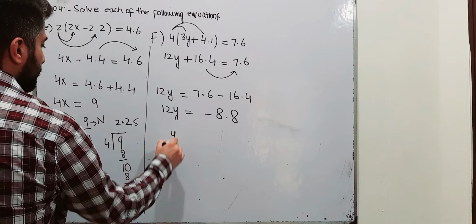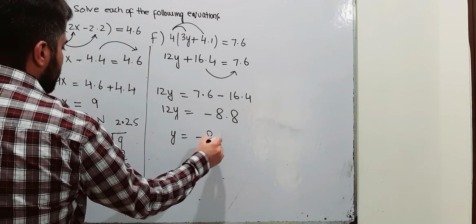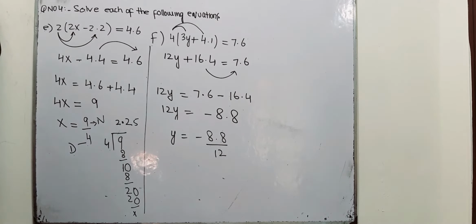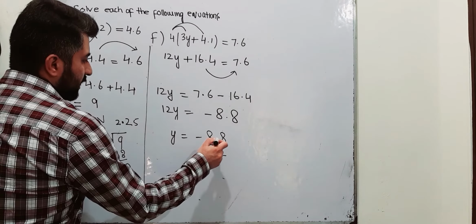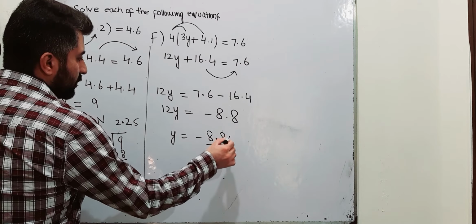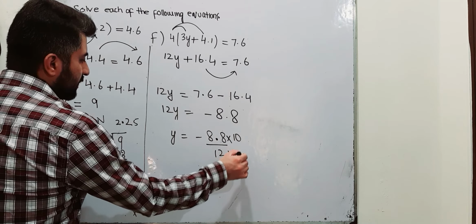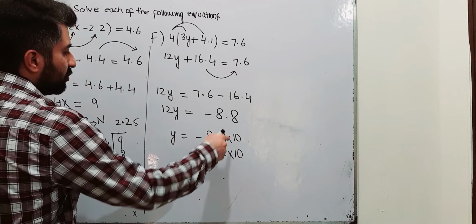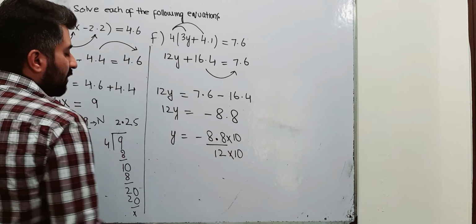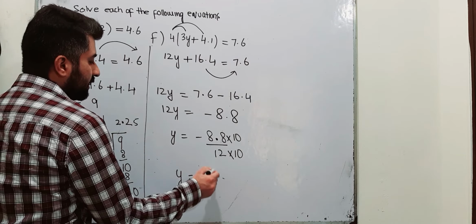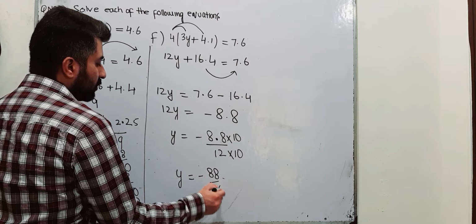This will be like this: y is equal to minus 8.8 divided by 12. So in order to get rid of this decimal, you are going to multiply it by 10 in the numerator and do the same in the denominator. Whatever you do in the numerator, you have to do it in the denominator. So y will now become minus 88 over 120.